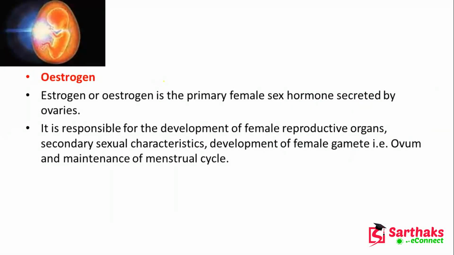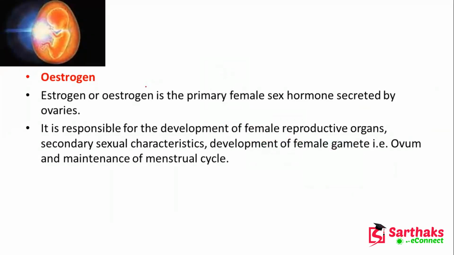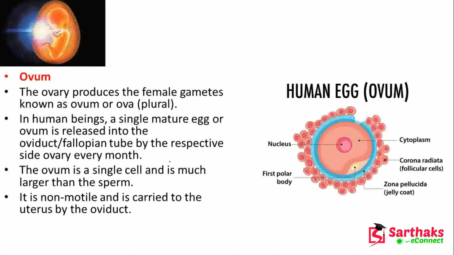Now estrogen. Estrogen is the primary female sex hormone secreted by the ovaries, and it is responsible for the development of female reproductive organs and secondary sexual characteristics, development of the female gamete, ovum, and maintenance of the menstrual cycle.